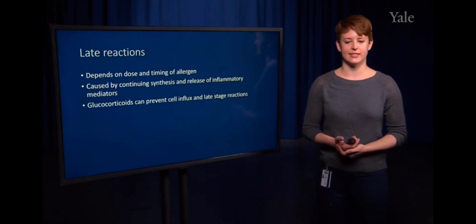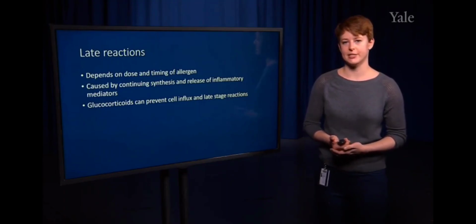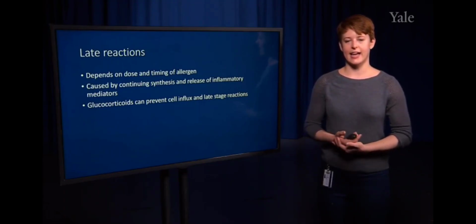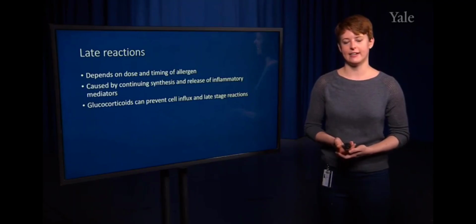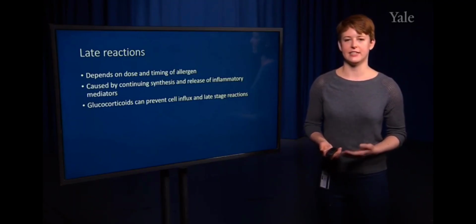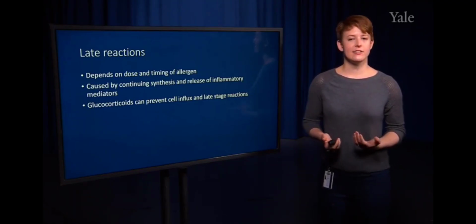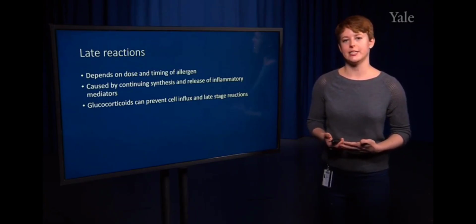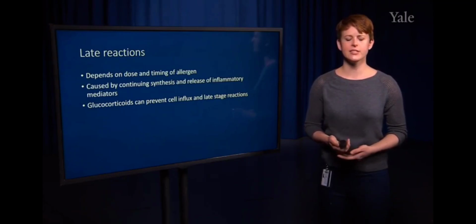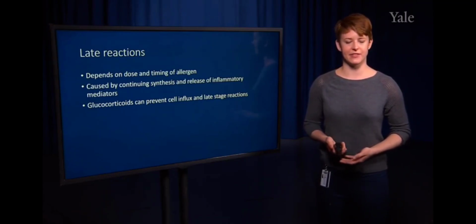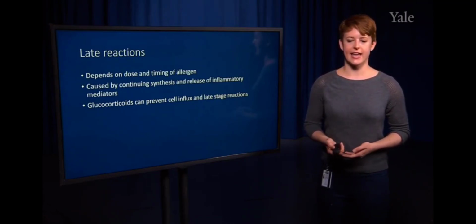So I mentioned eosinophils can release chemicals that induce mast cell and basophil degranulation. They can also release chemokines, which encourage more cells to enter the tissue. So glucocorticoids can prevent that influx. However, they are not able to block an acute reaction.